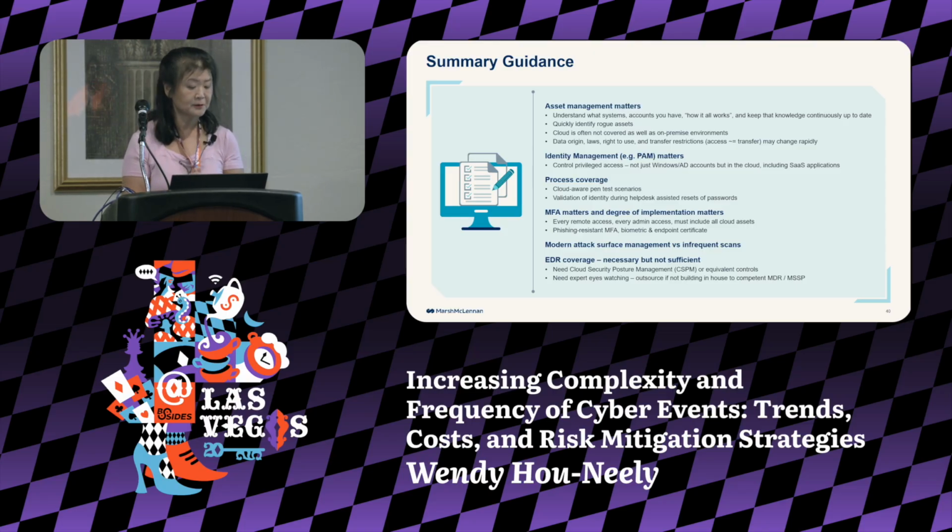In terms of identity management, controlling privileged access is number one in return on investment, but not just on Windows, also in the clouds, in the software-as-a-service applications, and various other applications. Also, process coverage and cloud pen testing, not just your on-prem stuff, but also things that happen in the cloud, and validation of help desk password processes and those kinds of things.